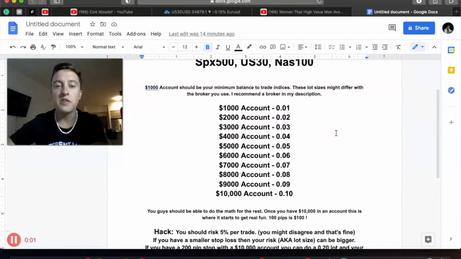So with a $1,000 account, you're going to be using a 0.01 lot size. So if you catch 100 pips, you're going to make $10 off that trade right there. If you catch 1,000 pips, that's $100, which is pretty easy to do. You guys can catch a couple thousand pips trading US30 a week, easy. And that means you're going to be making a couple $100. So for every 1,000 pips that you catch on a 0.01, that's $100.